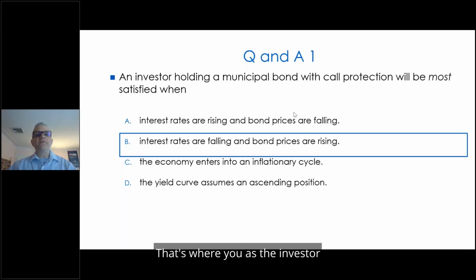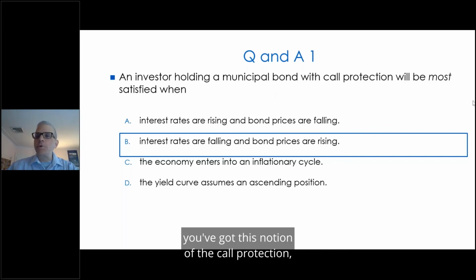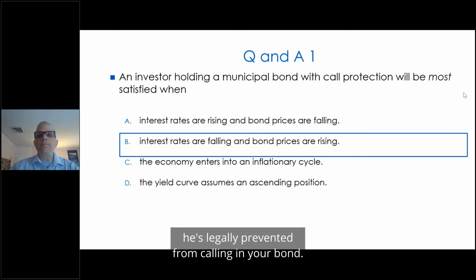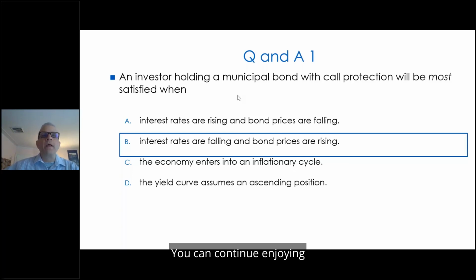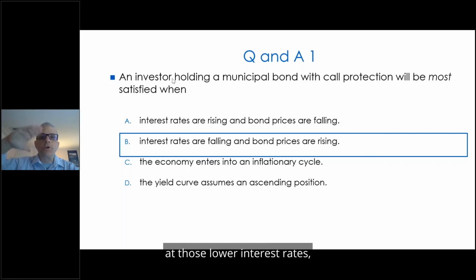That's where you as the investor are probably a little bit more happy that you've got this notion of call protection, because now as interest rates are going down, you know that the issuer is legally prevented from calling in your bond. You can continue enjoying that higher stream of interest income than what current market conditions would otherwise provide. Meaning if new bonds are coming out now, if rates have gone down, the issuers of those bonds would only be able to sell them at those lower interest rates, not the higher interest rates.